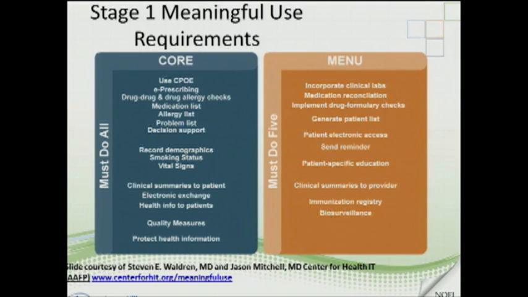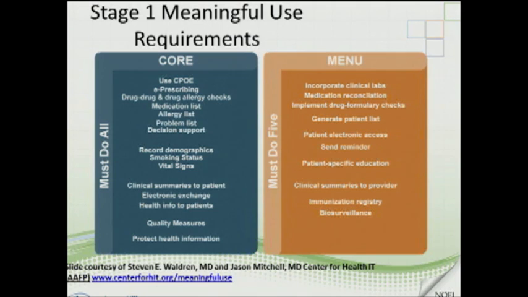So the core set for providers in stage 1 was the use of CPOE, the use of electronic prescribing, checking for drug interactions and allergies, maintenance of a medication list, maintenance of an allergy and problem list, integrated decision support to help you pick which medication to use or which drug to order, recording demographics, smoking being a vital sign, recording smoking status, being able to give these summaries to the patient, being able to give the patient a copy of their record, and then exchanging that information as well. And lastly, the quality measures and the privacy measures around protecting that information.